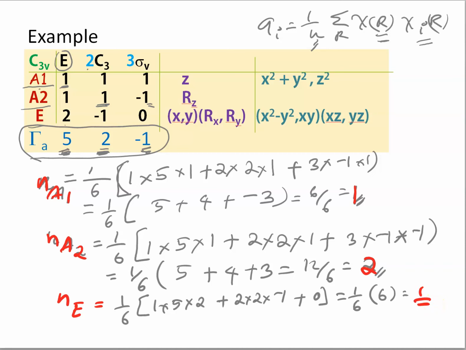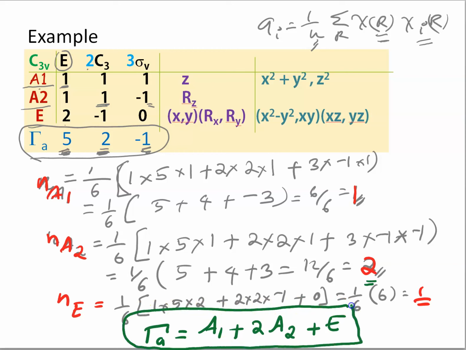Okay, that is, we can write gamma A, the reducible representation, can be reduced into A1, A2, E. That is 1 time A1, and A2 2 times is present in gamma A. So we can write 2A2 plus 1 into E. So E is present 1 time. So that is the reduction of the reducible representation gamma A. Actually it consists of 4 IR, A1, 2A2 and E.